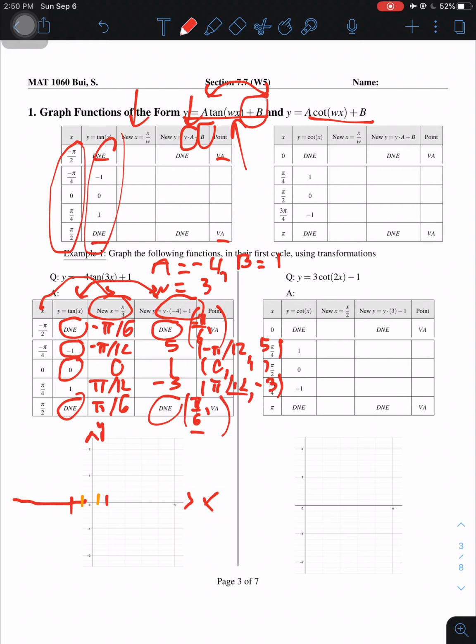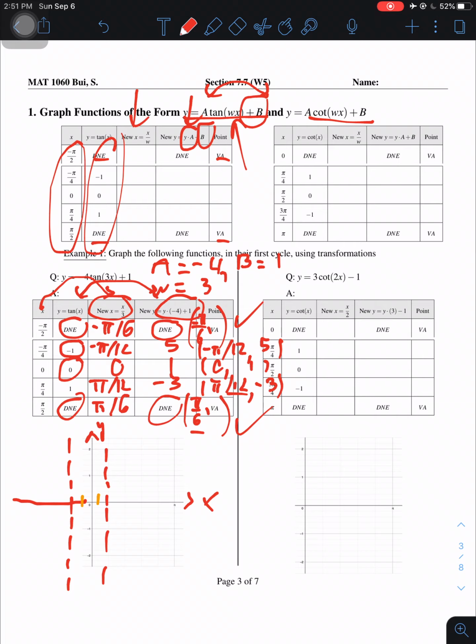That's good. And now let's talk about the vertical asymptote. So we're gonna have vertical asymptote in here and here. So that means that we're gonna have a straight line in here, right? Okay. Those are my vertical asymptotes.